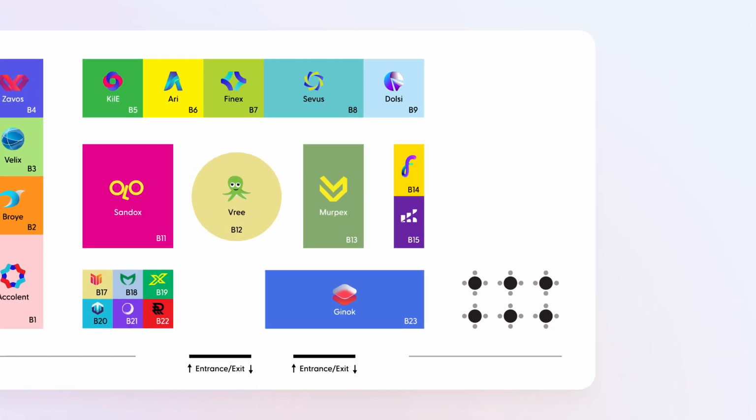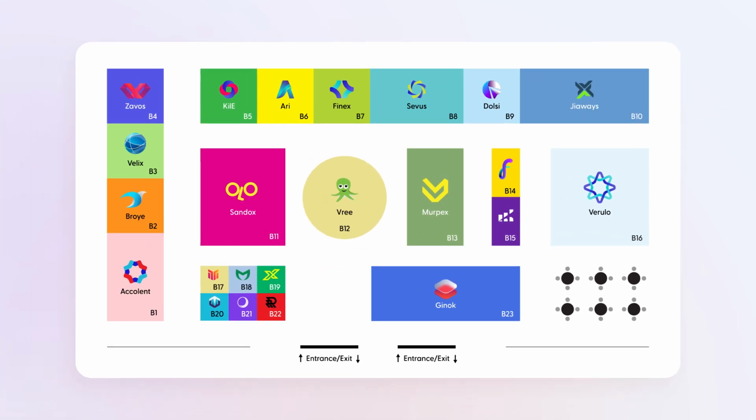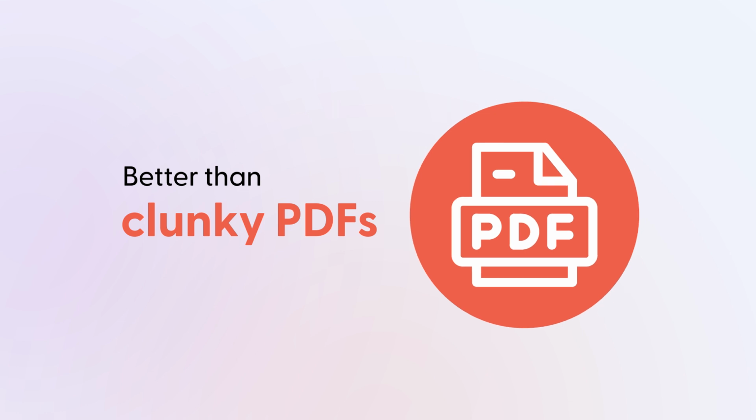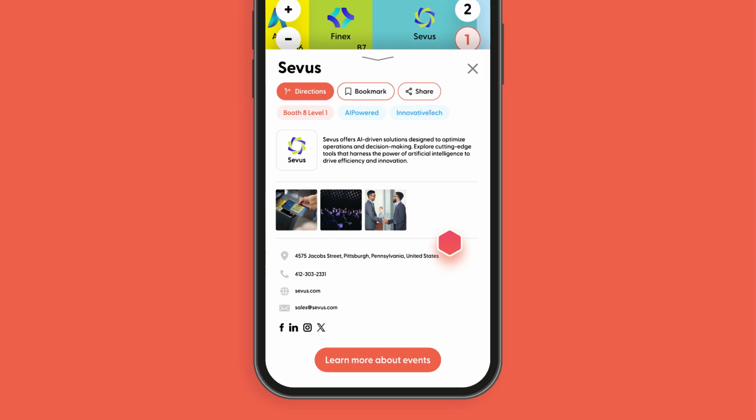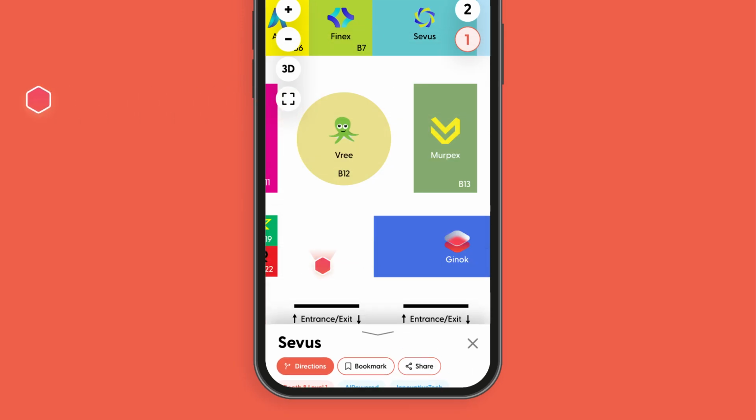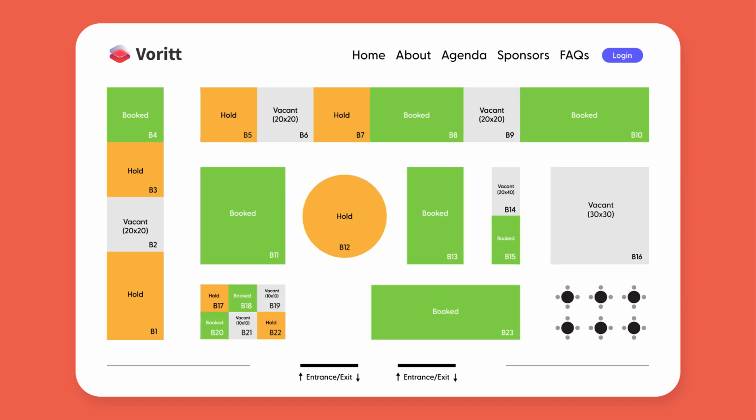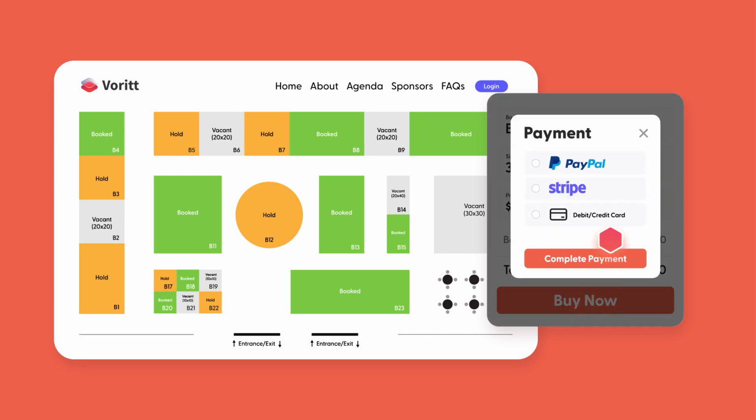With vFairs, you can create a digital floor plan, an interactive virtual representation of your event space. This is so much better than dealing with those clunky PDFs or static image maps. Why? It shows attendees relevant exhibitor information by simply clicking or tapping on the various spaces and tells them how to get there. On the other hand, it enables exhibitors before the event to instantly view the availability of booths, prices, their sizes, and layouts.